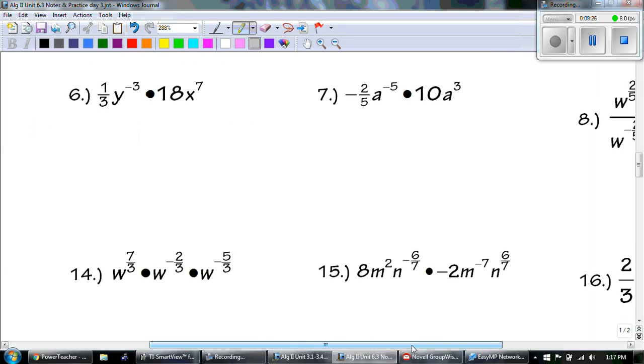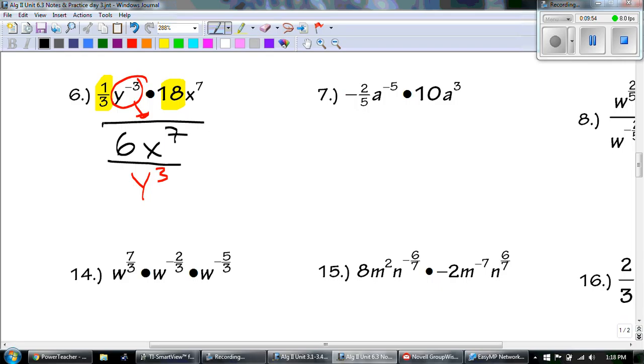Okay? Now with number 6, I still need to do the same thing with my coefficients, okay? I need to do 1/3 times 18. 1/3 times 18 is 6, okay? I have a negative exponent, that means I need to drop it like it's hot. And then my x to the 7th stays up top. And that's all I can do.